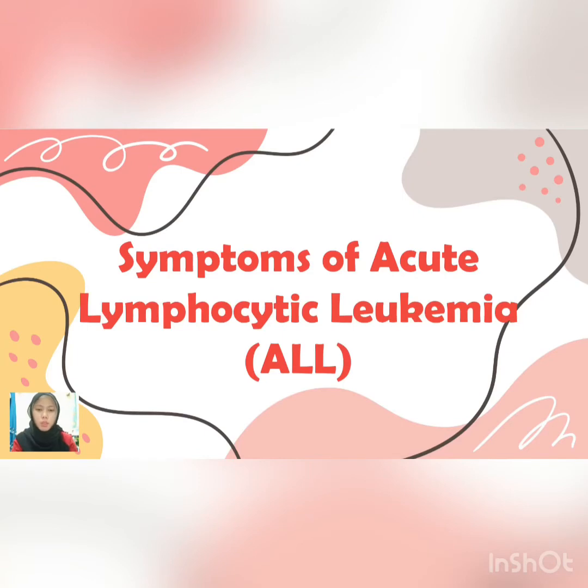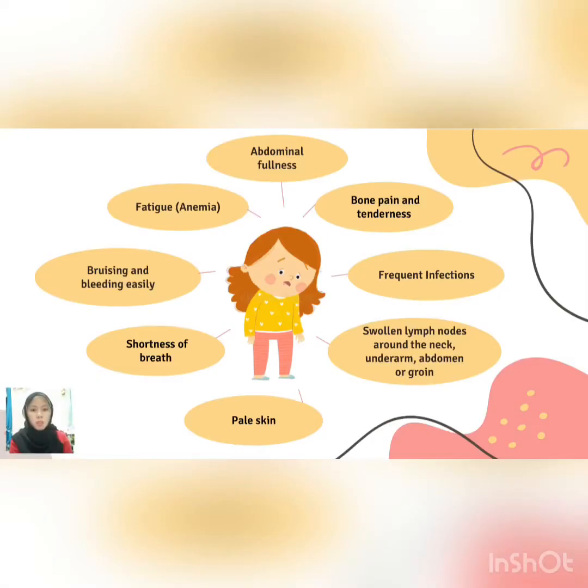Hi, I will talk about the symptoms of acute lymphocytic leukemia, or we simplify it as ALL. Symptoms are fatigue or anemia. This occurs when normal red blood cells cannot be produced because the bone marrow is overcrowded by leukemia cells. Bruising and bleeding easily. This is because of the low level of platelets in our body.